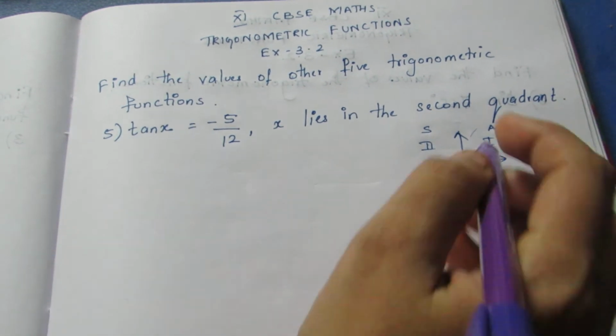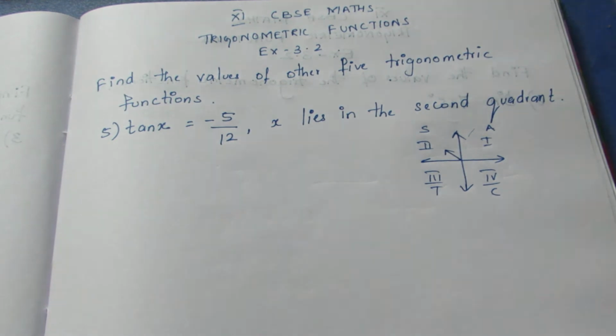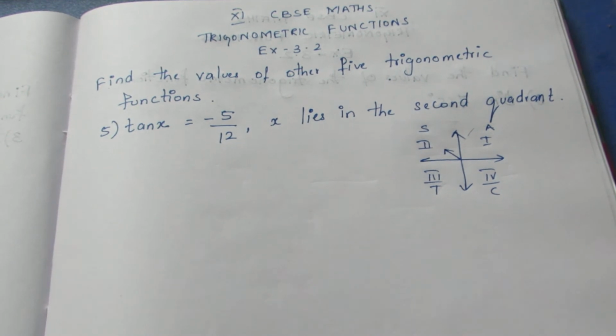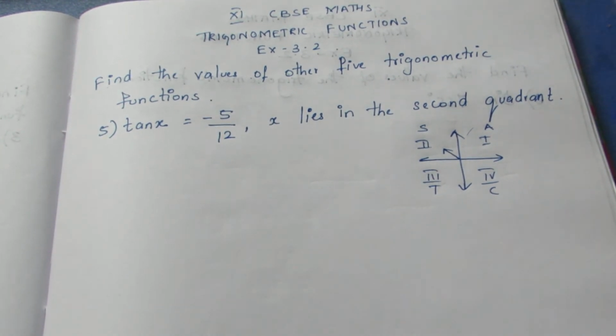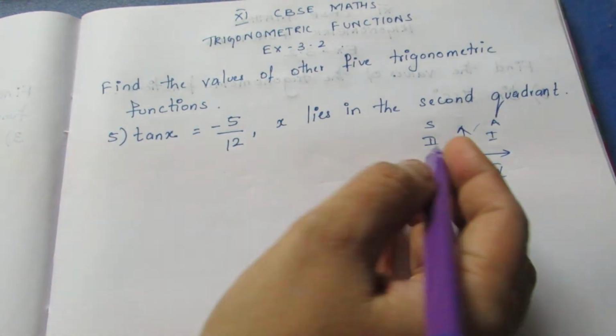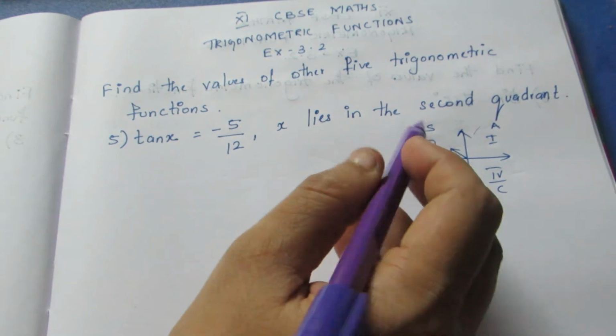They have given this is in the second quadrant. So your x value is in the second quadrant. In the second quadrant, we know that only sine and cosecant are positive, the rest are all negative. So we can easily say, other than sine and cosecant, everything will be in minus sign.